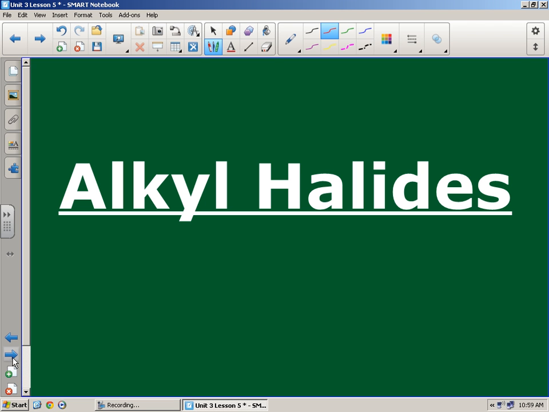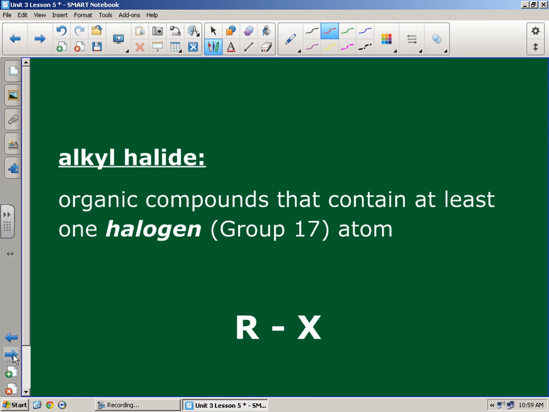Next is alkyl halides. Alkyl halides are basically add-on groups made up of the halogens. Halides is another term we give to them, or halogens. That's group 17 stuff: fluorine, chlorine, bromine, iodine. Organic compounds that contain at least one halogen or halide, group 17 atom. Once again, you'd have a chain of carbons, and this would be your halogen here. So basically, a long chain of carbons, and we're going to put some halogen or halogens onto this carbon chain. To name those is pretty straightforward, really.